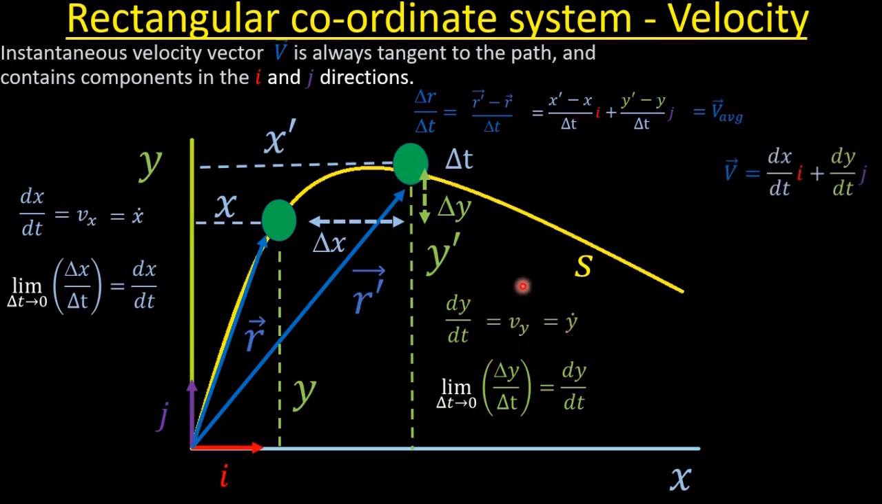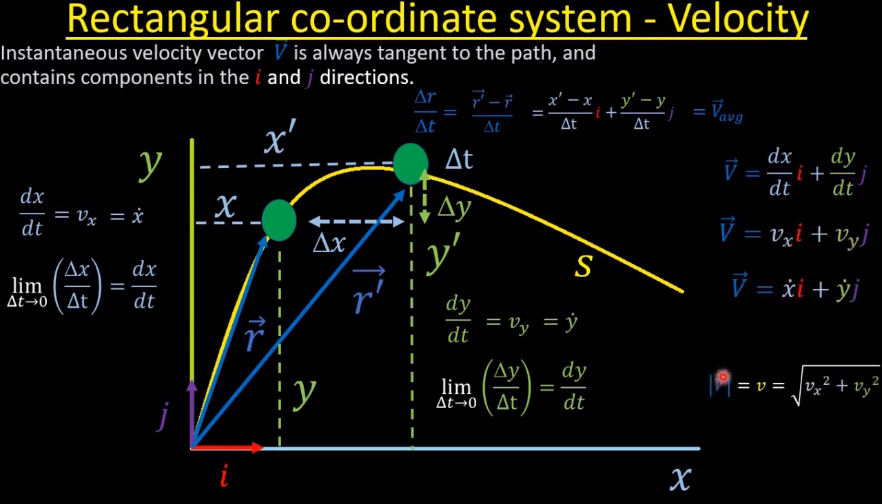So the way we'd write the velocity would be like this. So we'd have dx/dt in the i direction plus dy/dt in the j direction. We can also write that like this. We can also write it like this as well. The magnitude of v equals small v, which is equal to the Pythagoras of vx and vy.